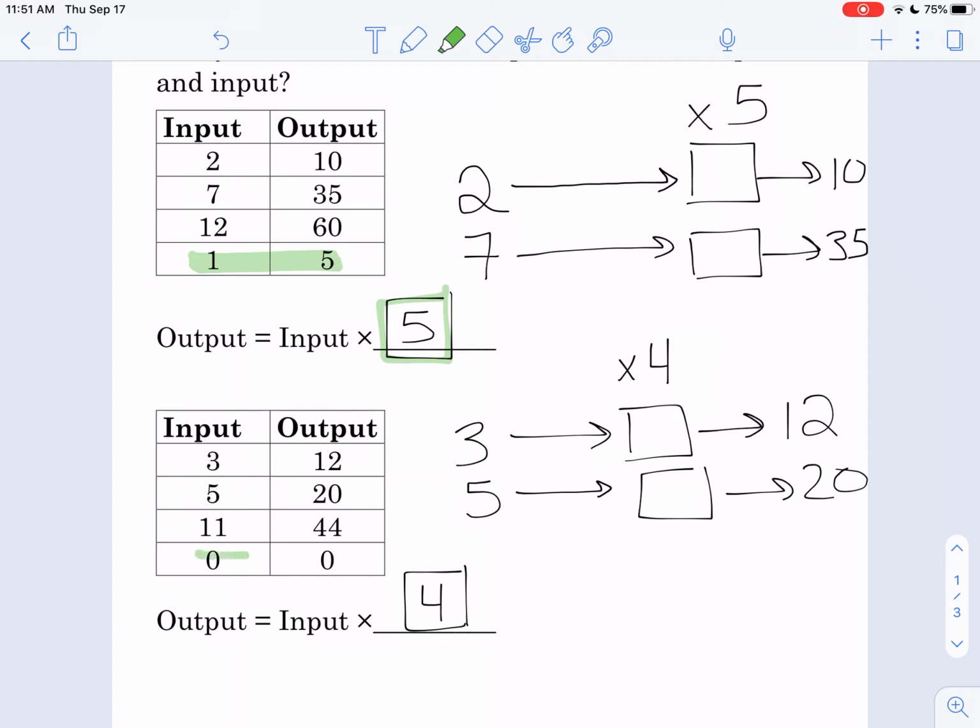Also, if you look at the input of 0 and the output is also 0, you know that there is only this part of the rule, just a multiplier.